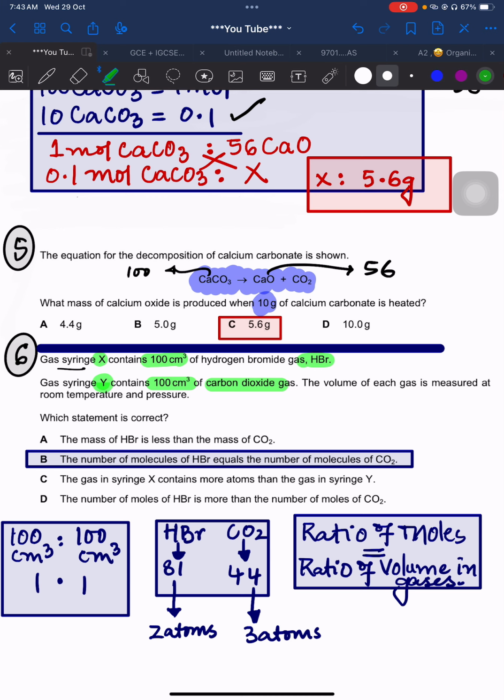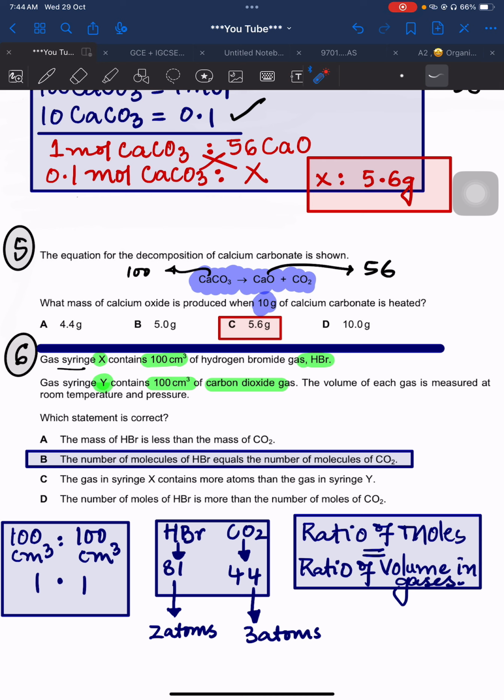The mass of HBr is less than the mass of carbon dioxide. No, first of all, one should know that the mass of HBr is 81. How do we know this? H is 1 and Br is 80 in the periodic table. When we sum this up, that is 81. And what about the mass of carbon dioxide? It is 12 plus 16 plus 16, which is 44. So the first option is wrong.